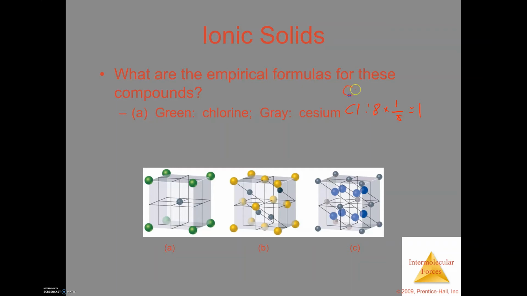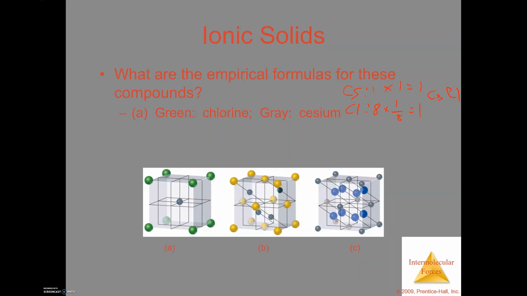The cesium, well, it's found in the center. There's only 1, and the value of the center is 1, and so that gives you 1 cesium. So putting these together, you have CsCl. So the empirical formula for this compound would be CsCl.